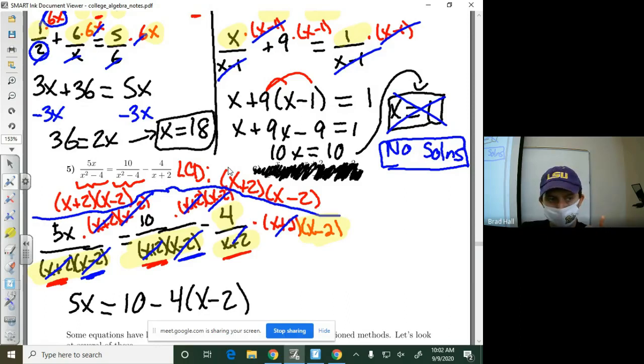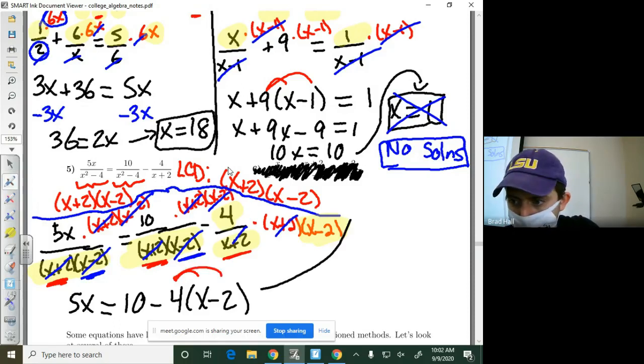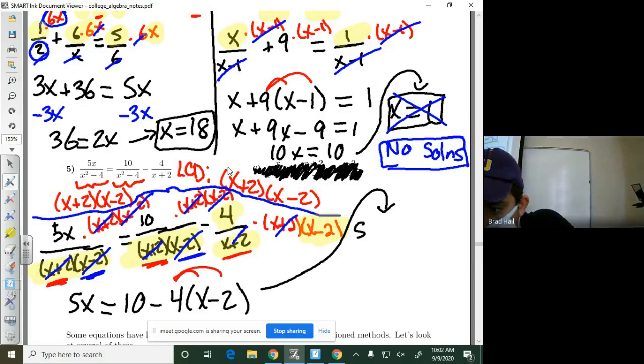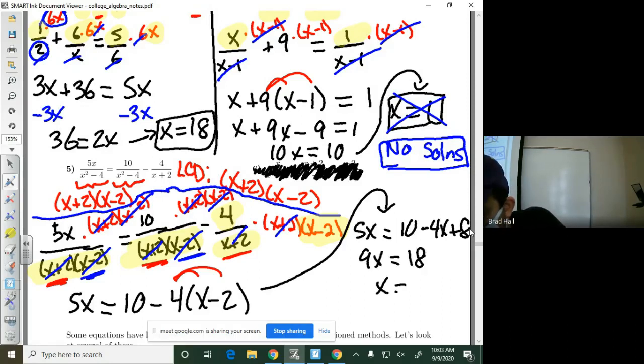So from here, it's just a matter of distribution, combining like terms. So distribution. So now we have 5x is equal to 10 minus 4x plus 8. Then we have 9x is equal to 18, and thus x is equal to 2.